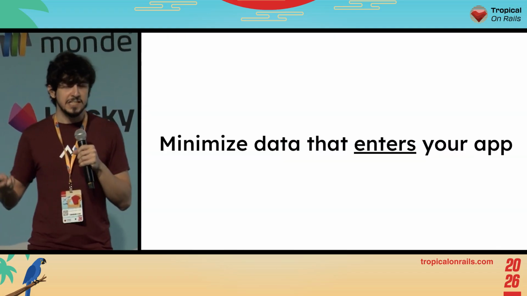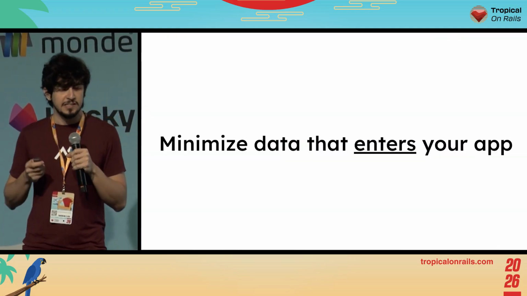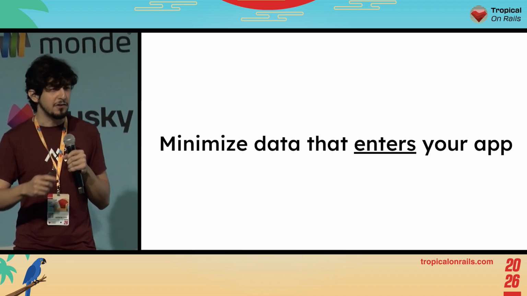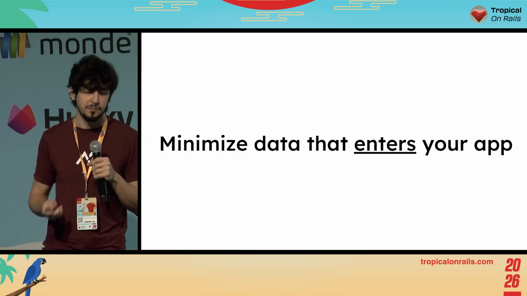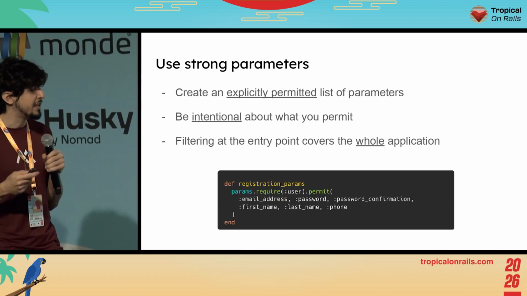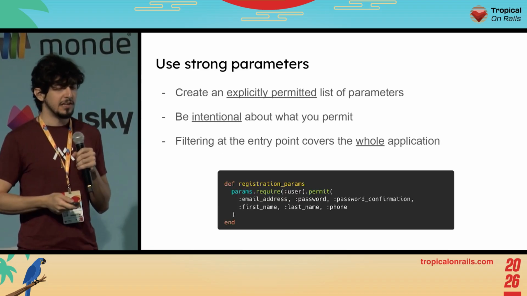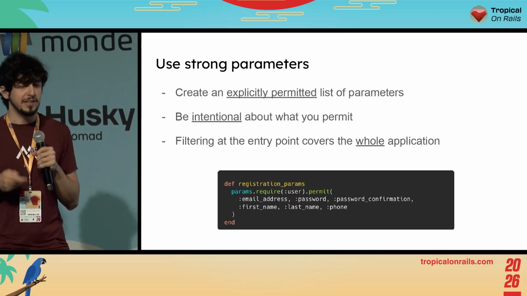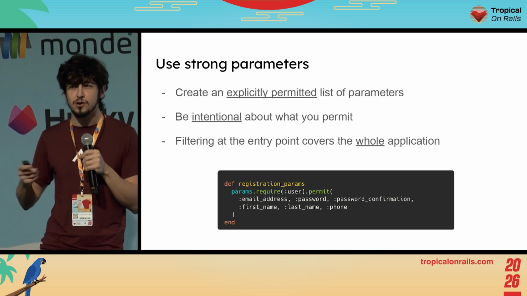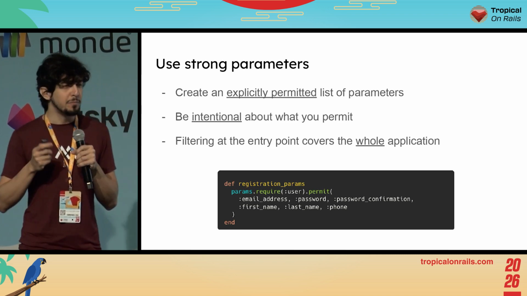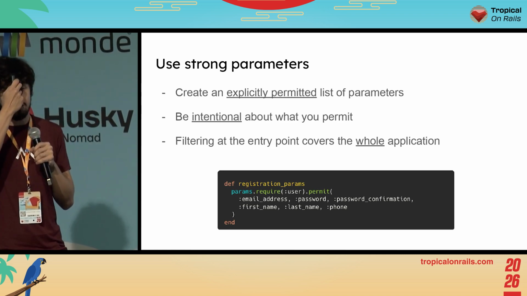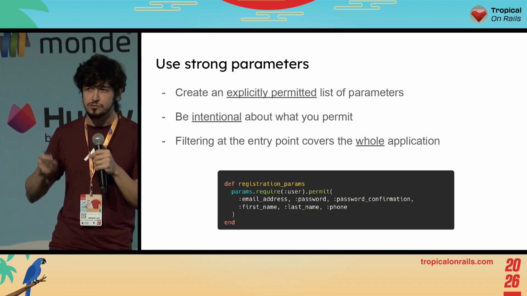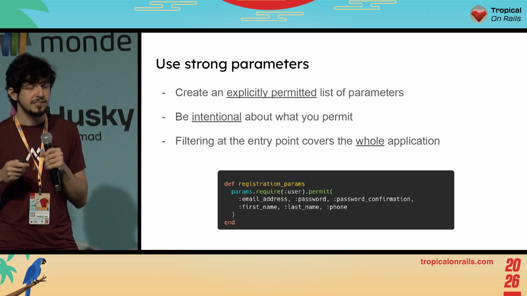One of the first things when you're implementing data minimization is minimizing the data that enters your app. It's going to look very simple, but understand this is important. The first way to do data minimization for what enters your app is using strong parameters. With strong parameters, you use an explicit permitted list of whatever goes into your app. You should be intentional about it. Don't permit everything just because you might need it at some point. Just select what you actually want inside your app.